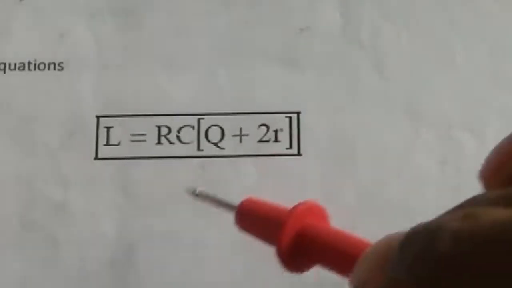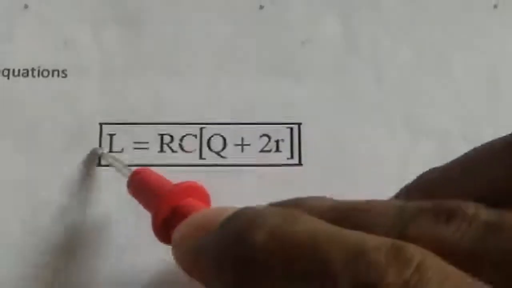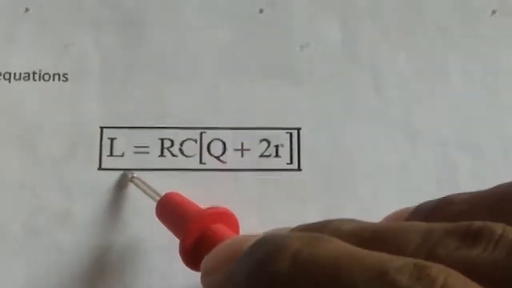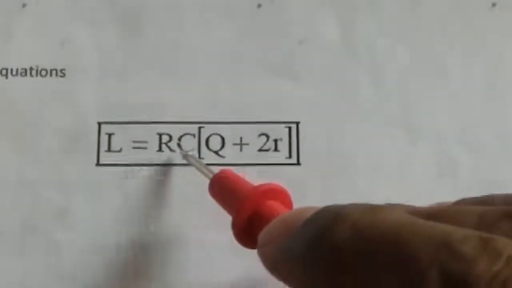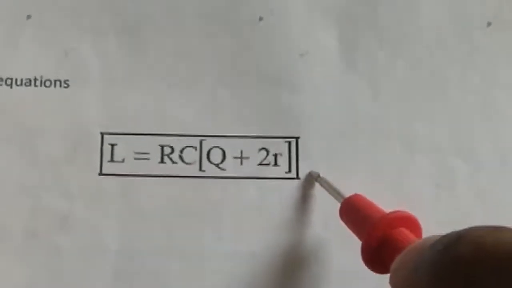And this is the formula which we will use for calculating the unknown inductor L. Unknown inductor L is equal to RC(Q plus 2r).